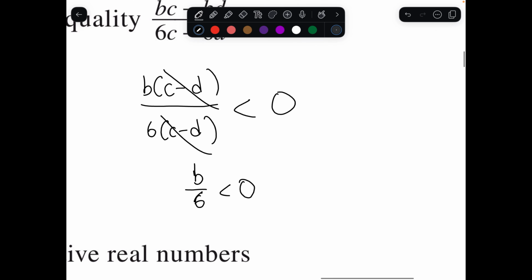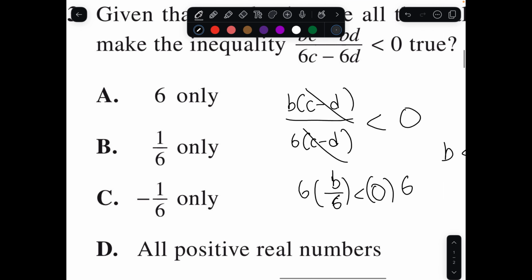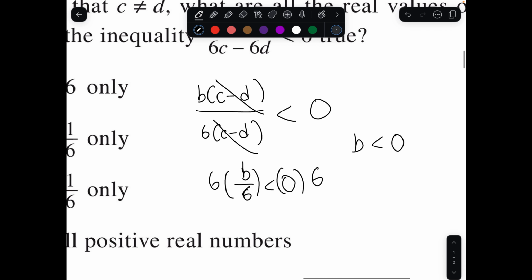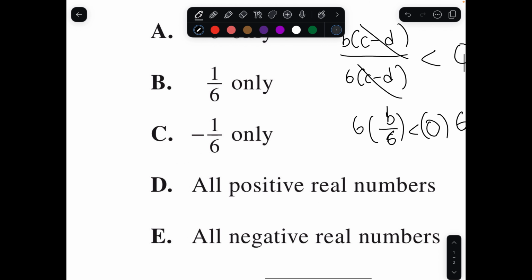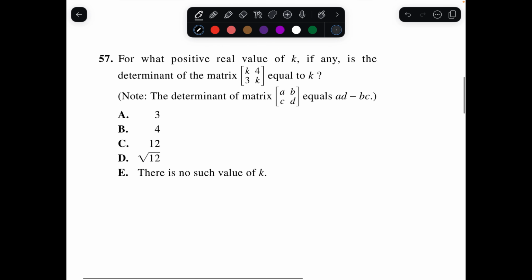And now if we solve for B, we can just multiply 6, right, to both sides. And you get B is less than 0 because 6 times 0 is 0. And B over 6 times 6 is just B. B is less than 0. So that means it should be all real negative numbers, right? Which matches answer choice E. And yeah, on to the last question.